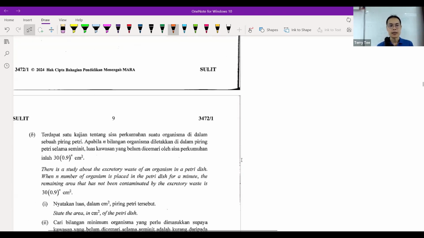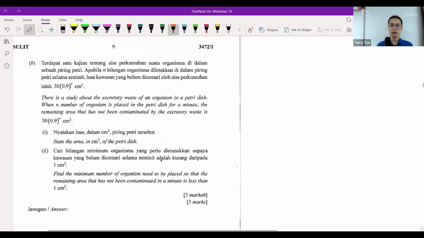All right, moving on to part B. This one uses logarithm as well. So there's a study about expiratory waste of an organism in a petri dish. So when n number of organisms are placed in the petri dish for a minute, the remaining area that has not been contaminated is given by this, right? You're finding the area of the petri dish.